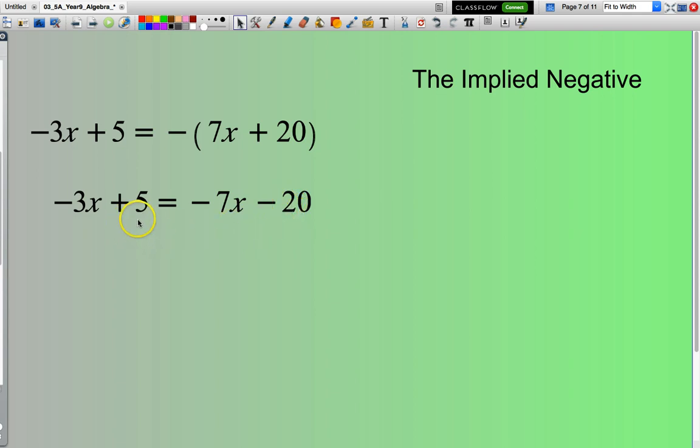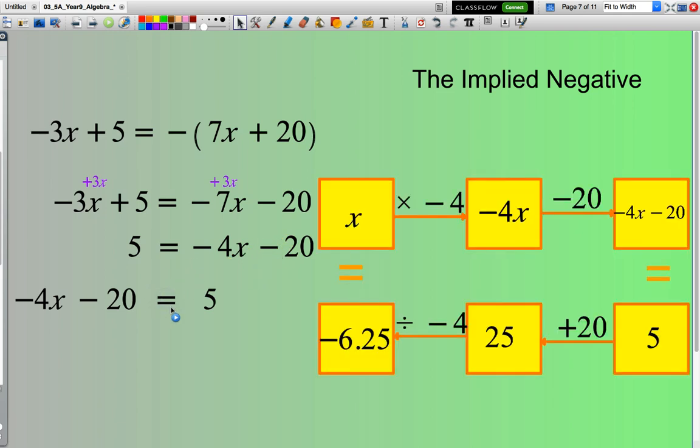So my least value of coefficient of x is 3. So the way that I eliminate this negative 3x is by adding 3x. Add 3x this side, I must add 3x to this side. That will flow through to 5 equals minus 4x minus 20. And I can just swap the sides over and then solve using backtracking.